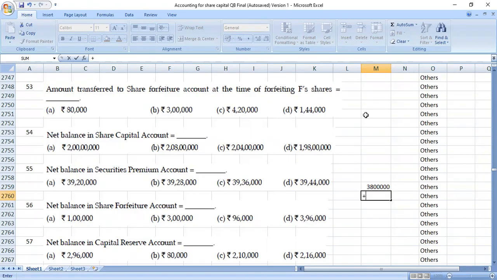So the amount will be F on 6,000 into 20, 1,20,000. So total 39,20,000. Yes, and balance in securities premium account is 39,20,000.